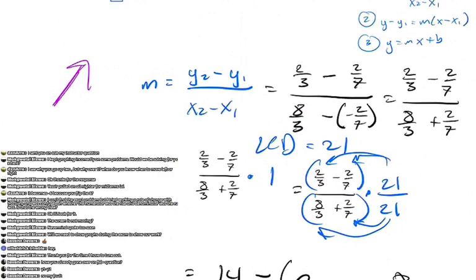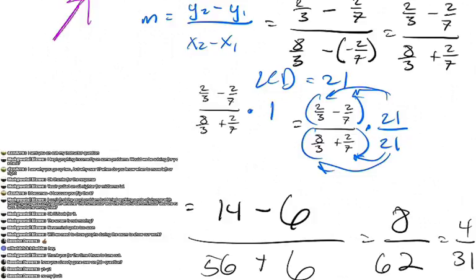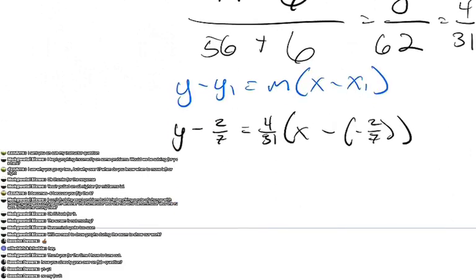y by 2, 2 by 3, minus 2 by 7 over 8 by 3 minus negative 2 by 7. So then it becomes positive. This looks good, right? So multiply by 21. 7 times 2 is 14. 3 times 2 is 6. That's good. 21 divided by 3 is 7. 7 times 4 is 56 plus 6 is 62. 4 by 31. That's about it. I can't see it, so I'm thinking this is okay. We'll find out at the end.